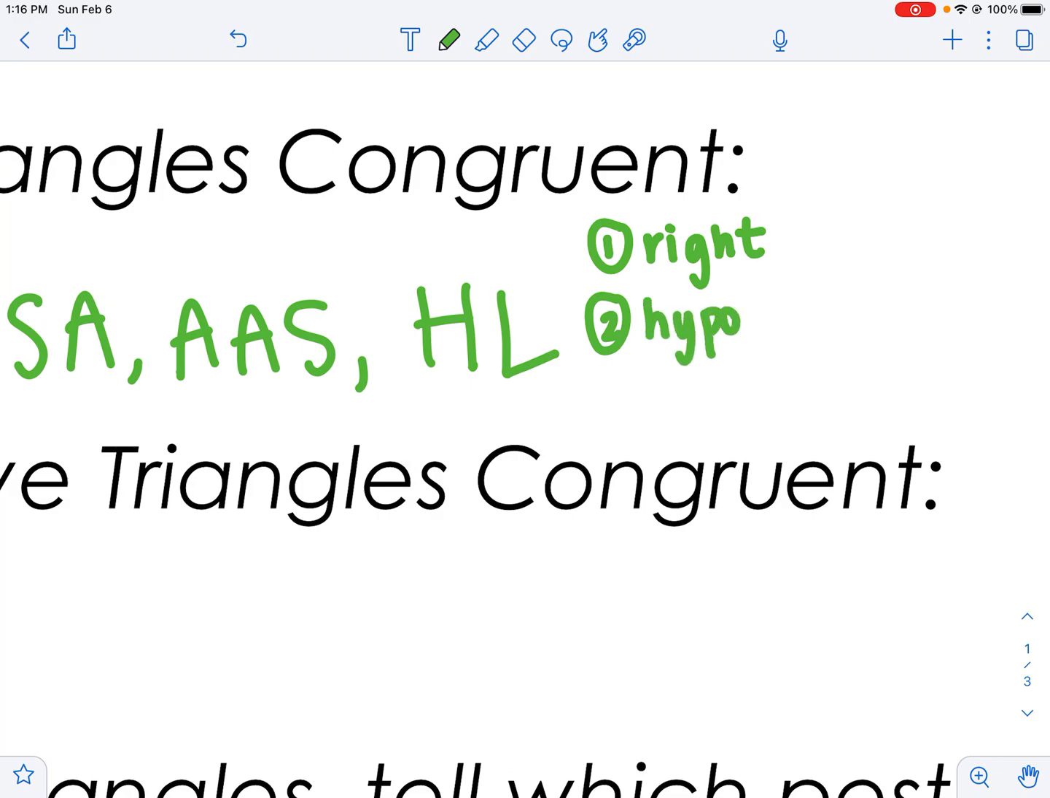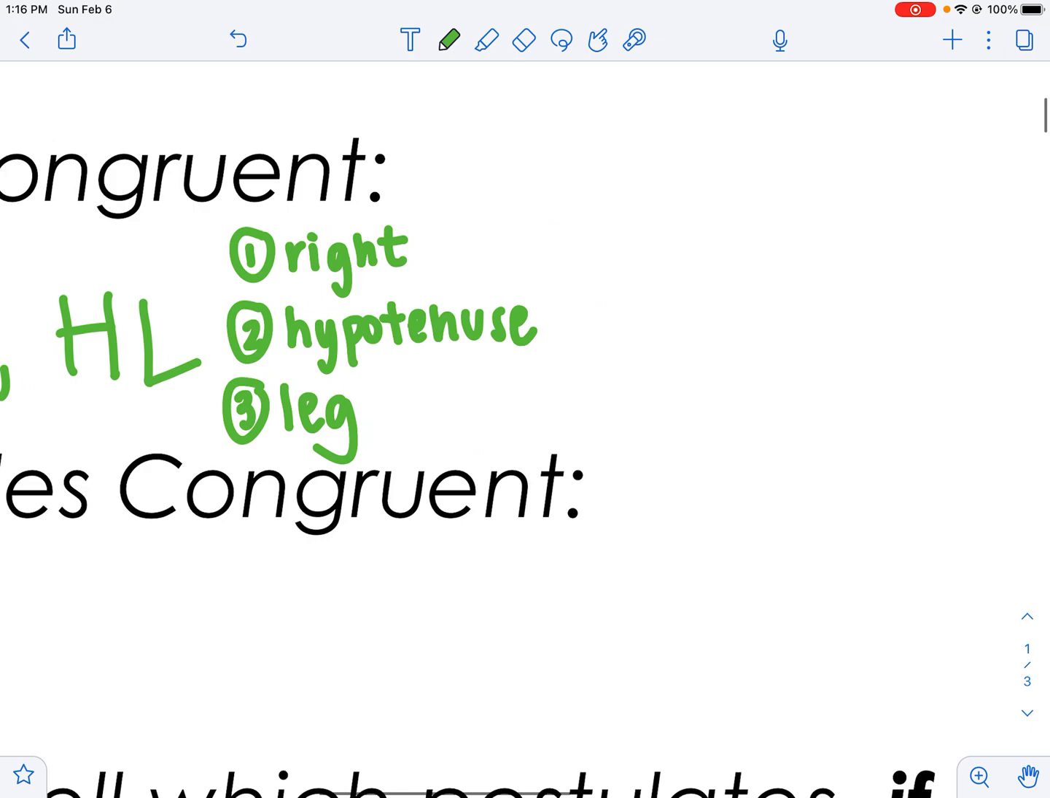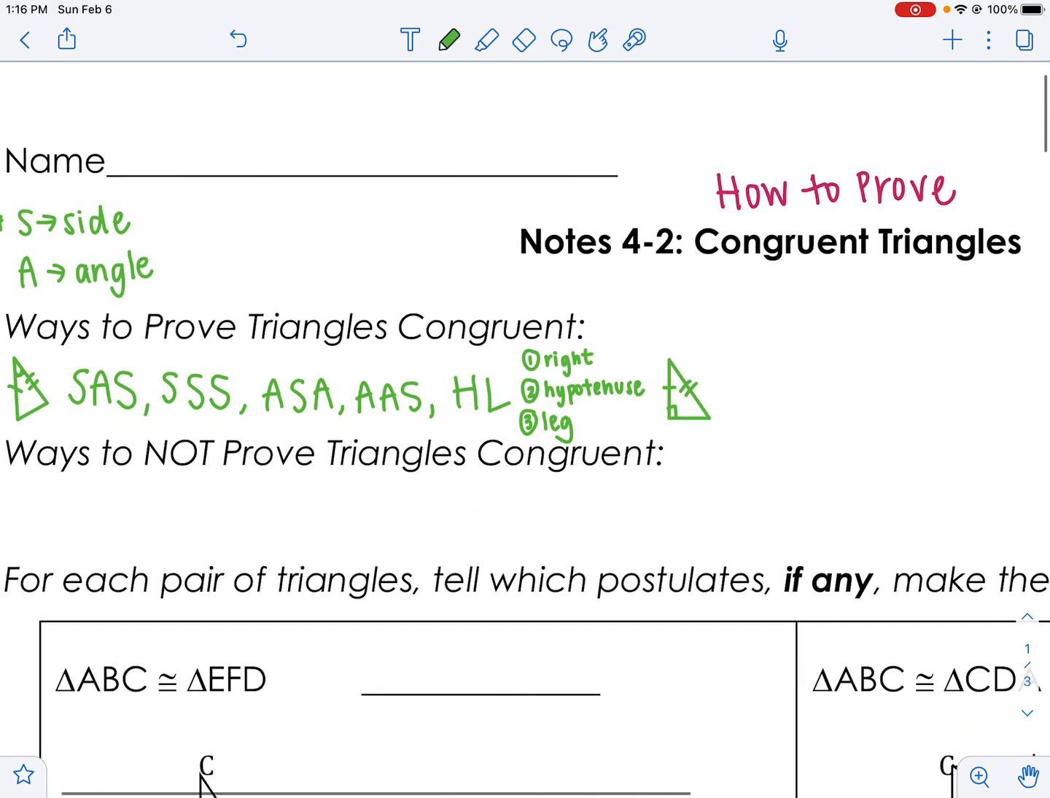2, the H stands for the hypotenuse, so the hypotenuses have to match. And then one of the legs has to match as well. And if you make an L with your hand, those are your legs in a right triangle. So HL would be if you had a right triangle, the hypotenuse matched, and then one of your legs matches. So either a tick there or a tick there, one of those spots, that would be HL.